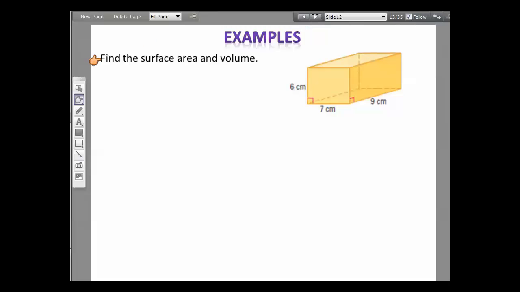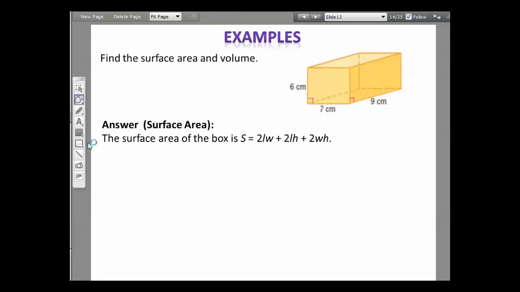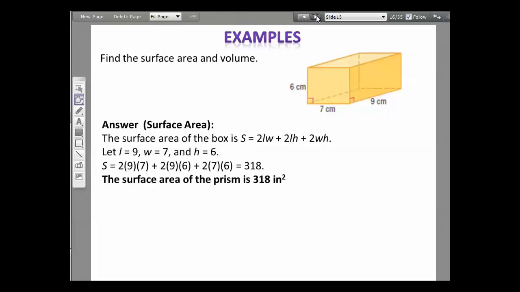Here's another example. It says find the surface area and volume, and we're going to do this right rectangular prism. It's going to be really easy to plug in the numbers this time. We've got the formula for the surface area of the prism, and we're going to let the length be 9, the width be 7, and the height be 6, and we're going to take these numbers and plug them into that formula. There we go. When you do the calculations, please use your calculator. You're going to find out that the surface area of the prism is 318 inches squared.